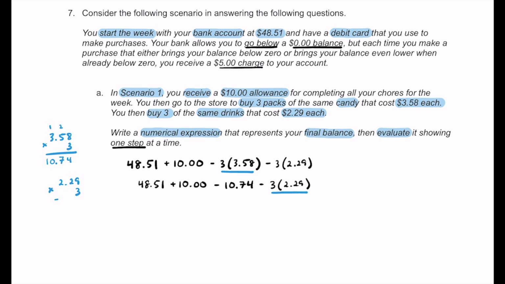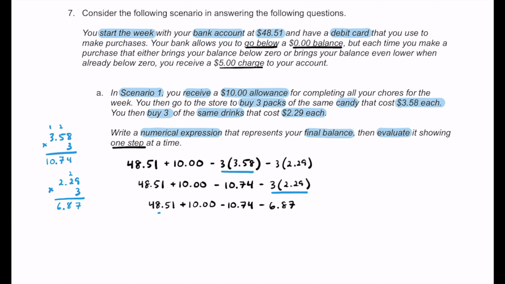Let's say that's 9 times 3 is 27, carry the 2. 2 times 3 is 6, plus 2 is 8. 3 times 2 is going to be 6, so this is going to be $6.87. So we had $48.51 to start. We got $10 for allowance for doing our chores. We spent $10.74 for the snacks or the candy, and it looks like we spent $6.87 on drinks.